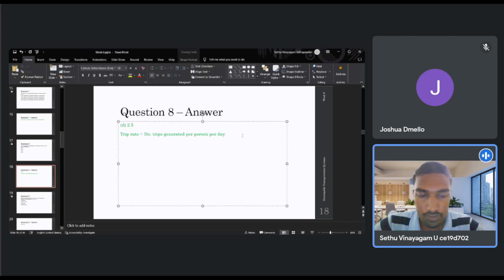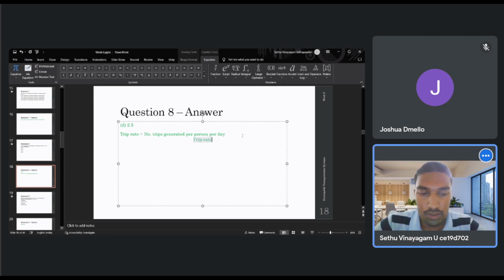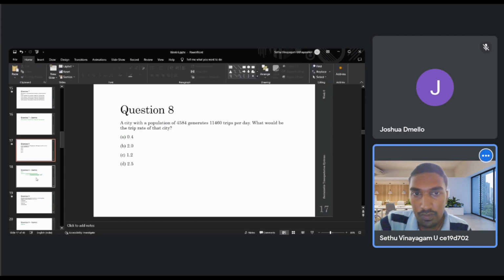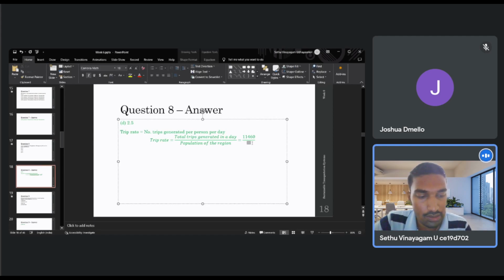To get the trip rate, we'll take the total trips generated in a day divided by the population of the region. If we do this, we will be able to get the trip rate, and we know both of these quantities. The total number of trips is 11,460, and the total population is 4,584. If you divide that, you will find that this comes out to be 2.5.